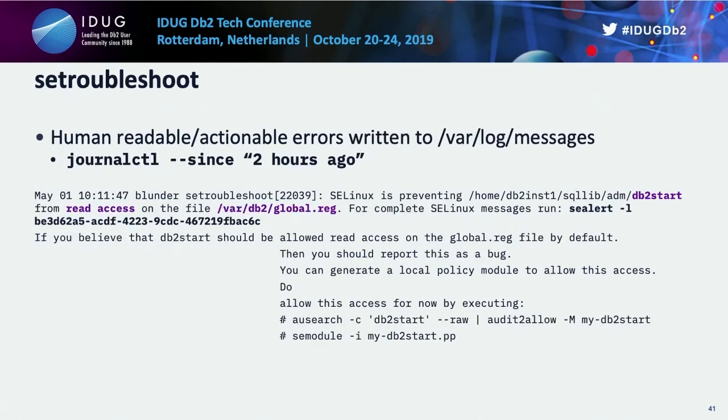You can also run journalctl, which will print out a more human readable format of this. The example here is saying SELinux is preventing this file from read access on this file. So same thing as before, just with a few extra words attached to it. And then it's telling you if you think this is allowed, you can run this audit2allow command to create a policy and then load it. So it's telling you right there what you can do if you think that is a valid scenario.